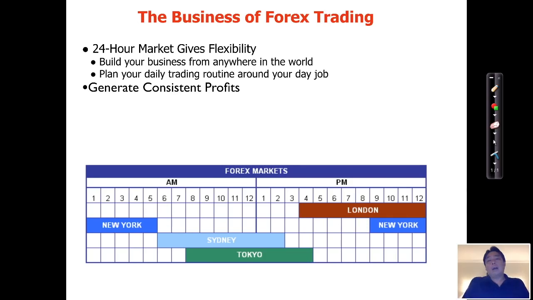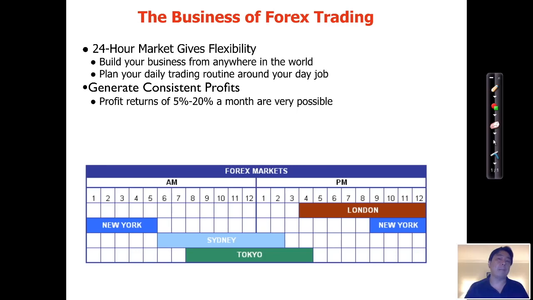Next, the business of forex trading allows you to generate consistent profits once you master this skill, okay? So profit returns of 5% to 20% a month are very possible. In fact, that's pretty common among successful forex traders. Now, some of you may think, but currencies don't move 5 to 20% a month. So how do you make 5 to 20% a month? And the answer is through leverage.